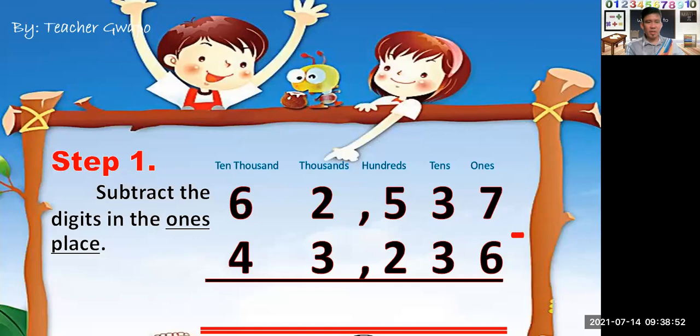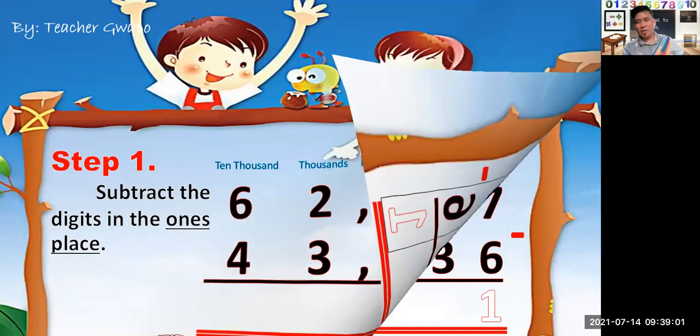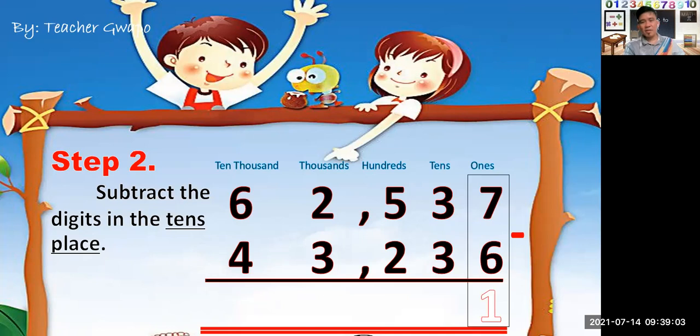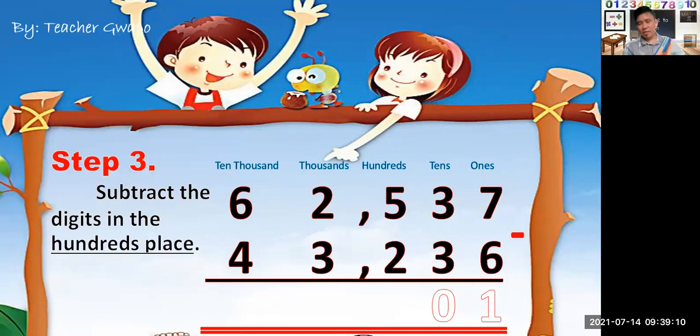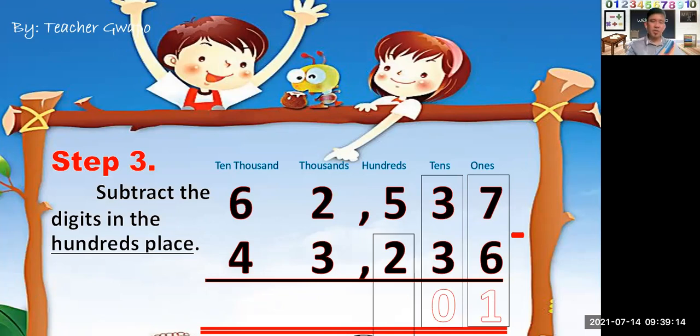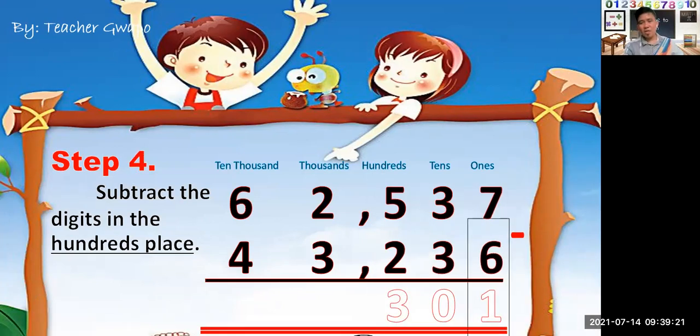Now, let's start in step number 1. Step number 1, 7 minus 6 is 1, like kindergarten. Step number 2, 3 minus 3 is 0. Easy. Step number 3, 5 minus 2 is 3. And step number 4, step number 1 finish, step number 2 finish, step number 3 finish.